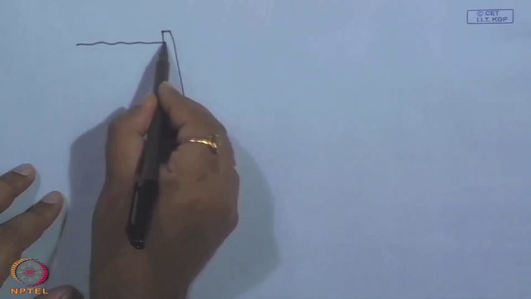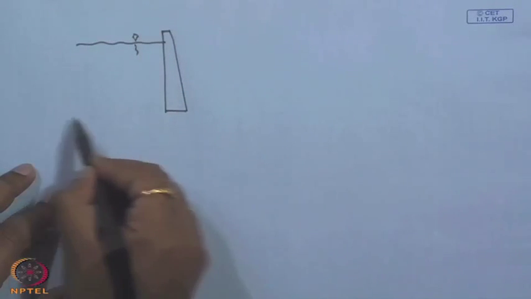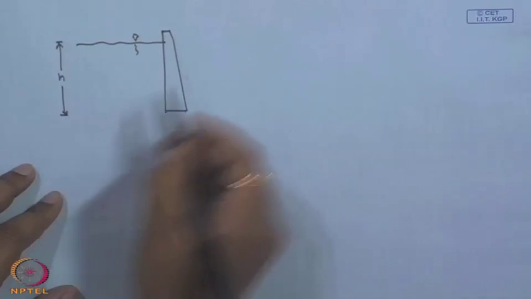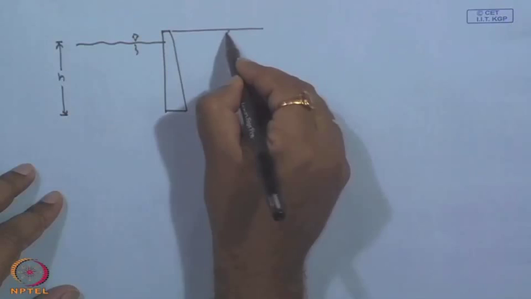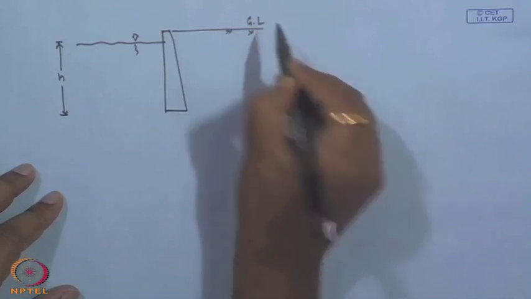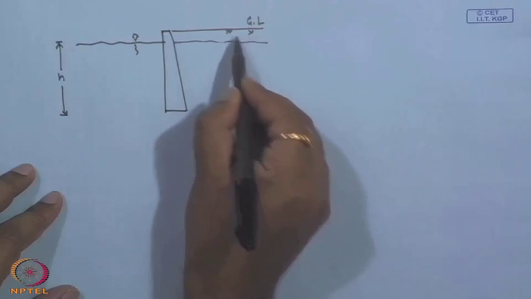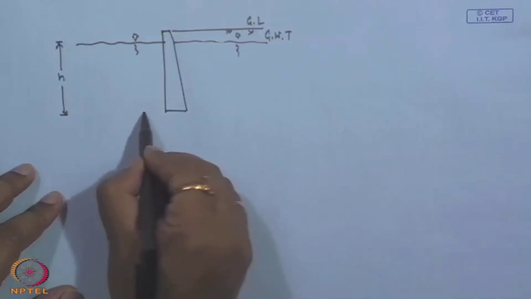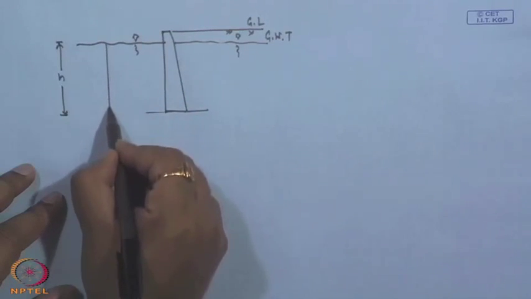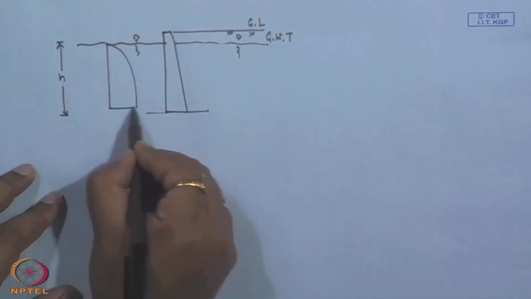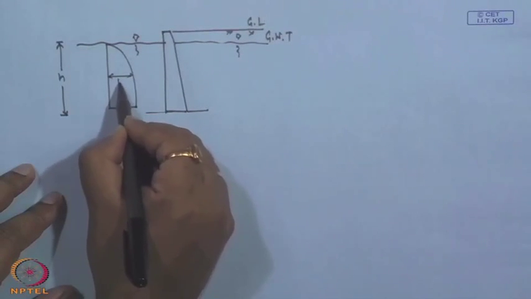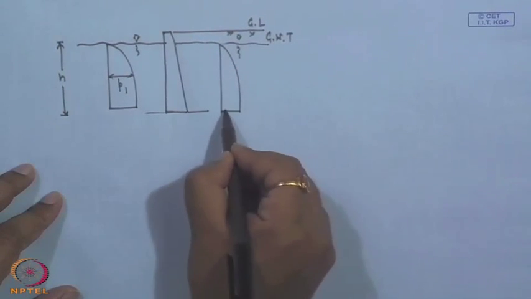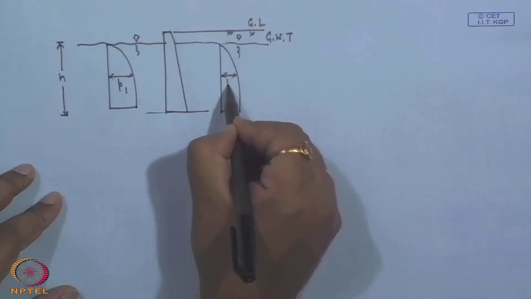So, this is the free water level, this is small h, and this is the ground level, and the same water level here, the groundwater table. This is the base of the retaining wall. So, here we will get a variation, that is p 1. Similarly, we will get another very similar variation, that is p 2 at any depth.